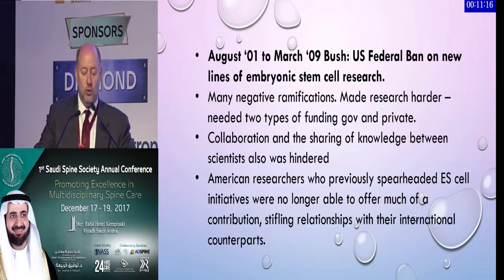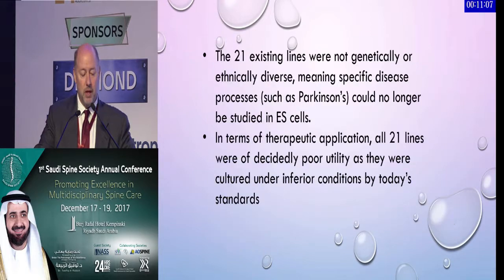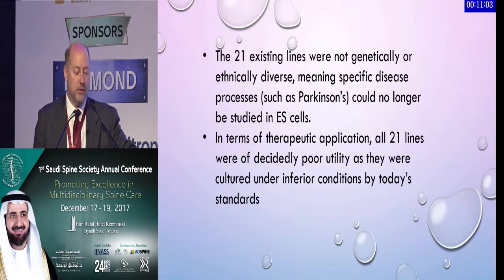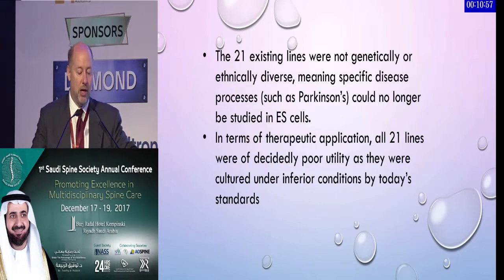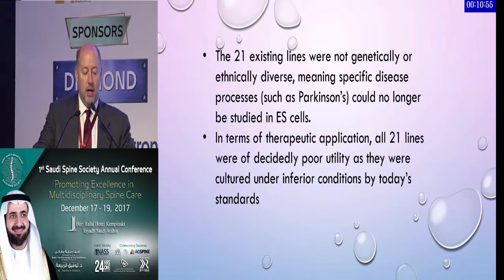American researchers who were at the forefront of stem cell initiatives were no longer able to offer as big a contribution. There were only 21 existing lines of embryonic stem cells, but they were not genetically or ethnically diverse, meaning that specific disease processes could no longer be studied. And in terms of therapeutic application, all 21 lines were of decidedly poor utility, as they were cultured under inferior conditions by today's standards.